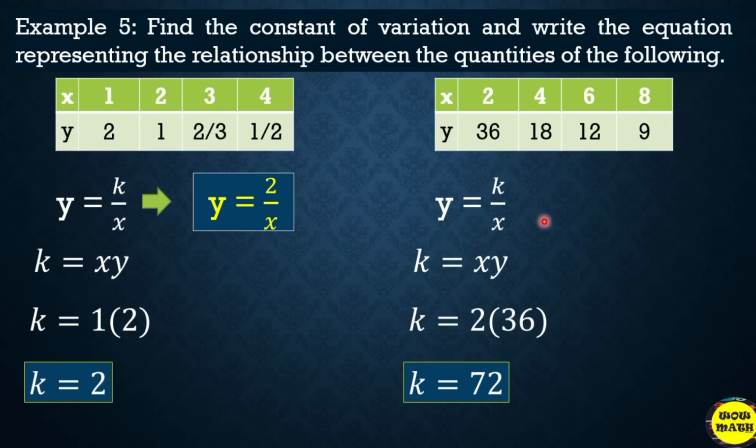So, ibig sabihin, pag minultiply natin yung pangalawa at pangatlo at pang-apat, makukuha natin is 72. Okay, so ibig sabihin, yung equation natin dito, that is y is equal to 72 over x. So, pinalitan lang natin yung value ng k natin ng 72. So, sa problem na to, our constant is 72 and yung equation natin, y is equal to 72 over x.